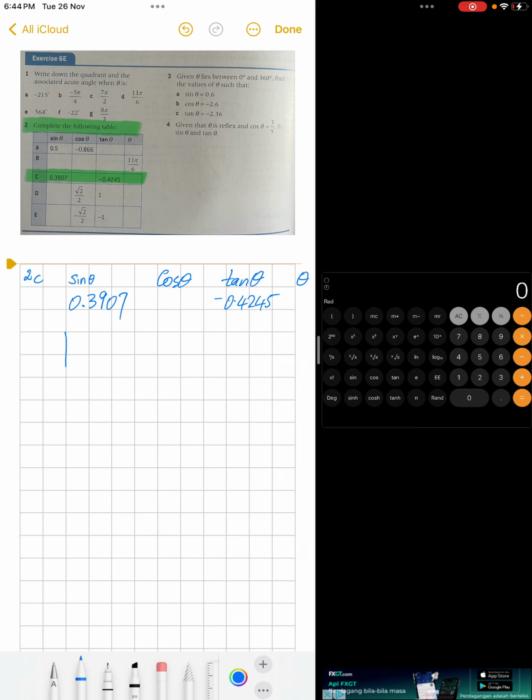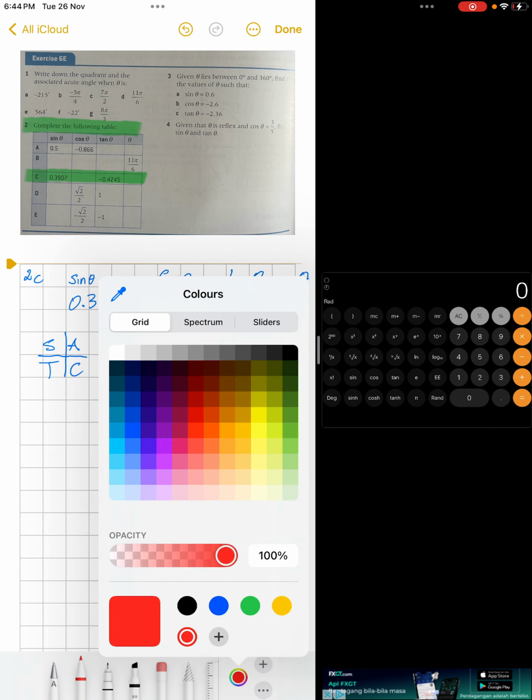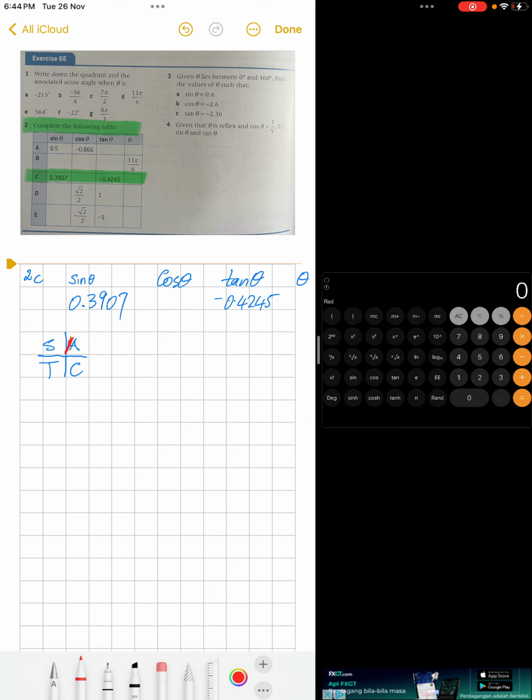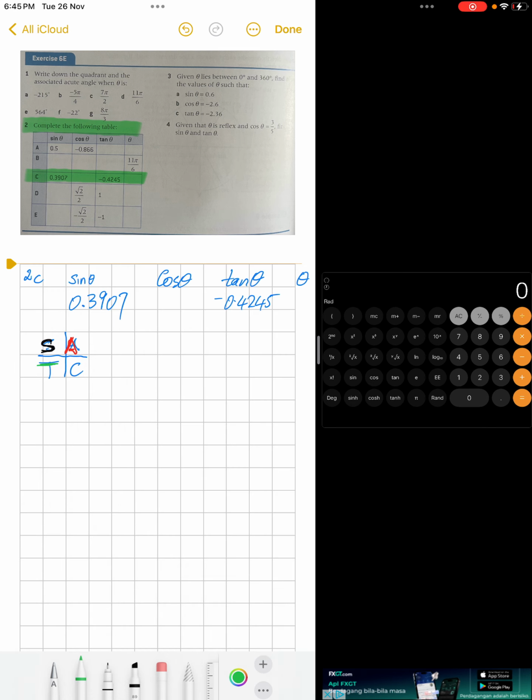First tool I use is a cast rule, C-A-S-T. It's knowing that all of the ratios are positive in quadrant 1. It's knowing that only sine ratios are positive in quadrant 2. It's knowing that only tan is positive in quadrant 3. And it's knowing that only cos is positive in quadrant 4.